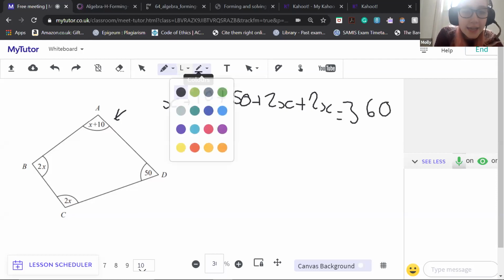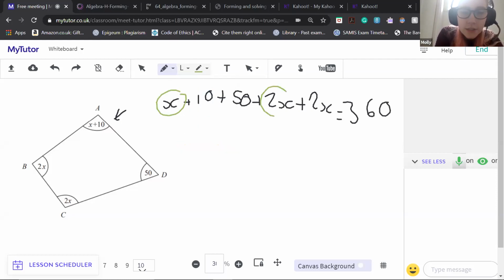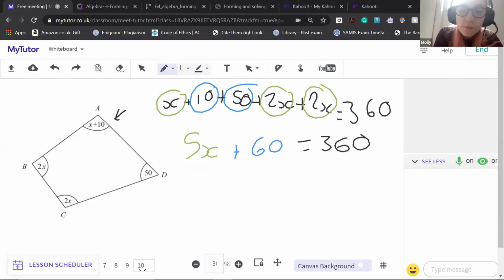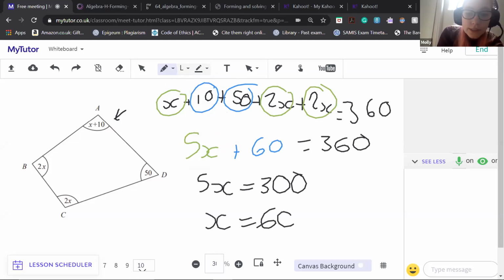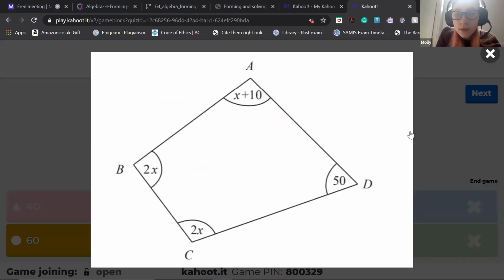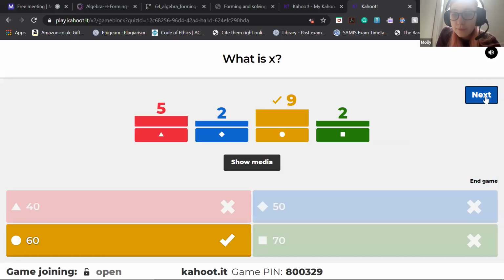And then we just collect like terms like we did before. So we see an x, a 2x, and a 2x. That's 5x. Then we see a 10, a 50. That's 60. And that equals 360. Subtract 60 from both sides. 5x equals 300. And divide each side by 5. x equals 60. So that's how we get 60 on this one. So well done to those of you who did.